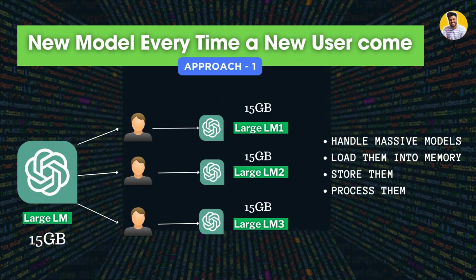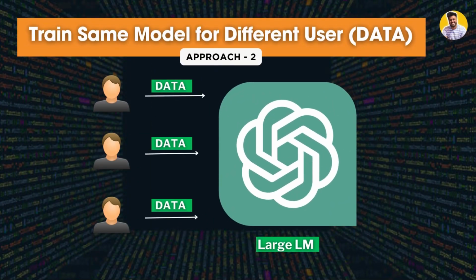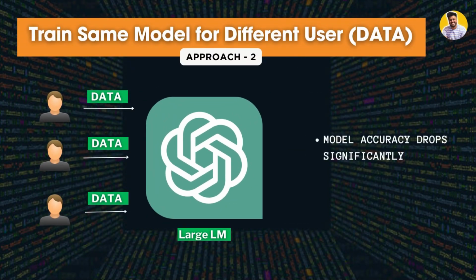Now let's talk about the second technique, which is training the same model with different users' data. You get the data from the different users and train a bigger large language model, let's say of 100 GB. But that will also have issues, because you don't get accuracy for particular users; your accuracy just drops because you are trying to train the large language model on all the user-specific data. So now we know that these two techniques are not going to work.